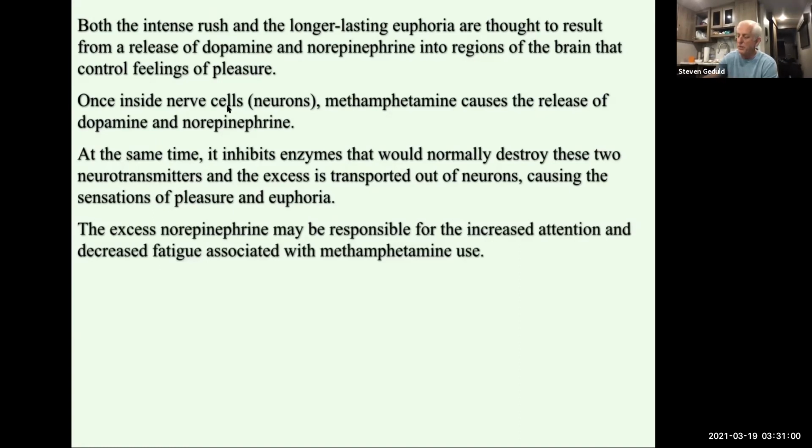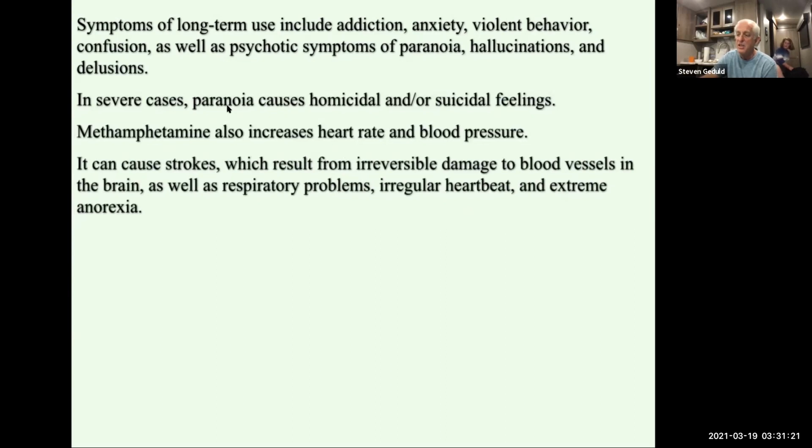It's an upper. Symptoms of long-term use include addiction, anxiety, violent behavior, confusion, as well as psychotic symptoms of paranoia, hallucinations, and delusions. In severe cases, paranoia causes homicidal or suicidal feelings. Methamphetamines also increase heart rate and blood pressure. It's a stimulant. It can cause strokes, which is irreversible damage to blood vessels in the brain, as well as respiratory problems, irregular heartbeats, and extreme anorexia.